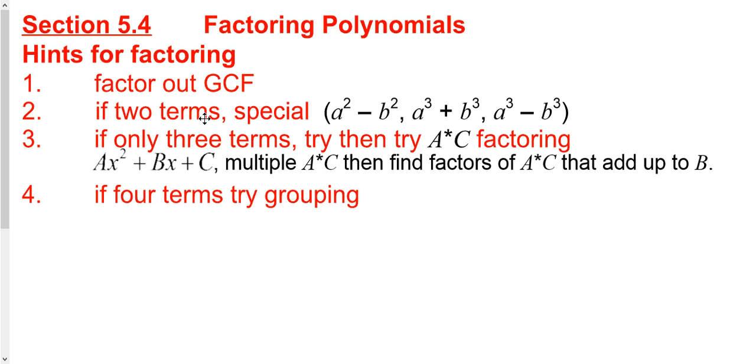If there's only two terms, check to see if it's one of the specials: differences of cubes, sum of cubes, or differences of squares. If there's three terms, then you want to try the AC factoring, where A is the number in front of your squared term, C is the number off by itself. You multiply them together, and then you want to find factors of whatever you got there that add up to B, where B is the number in front of X. If there's four terms, you want to try factoring by grouping.